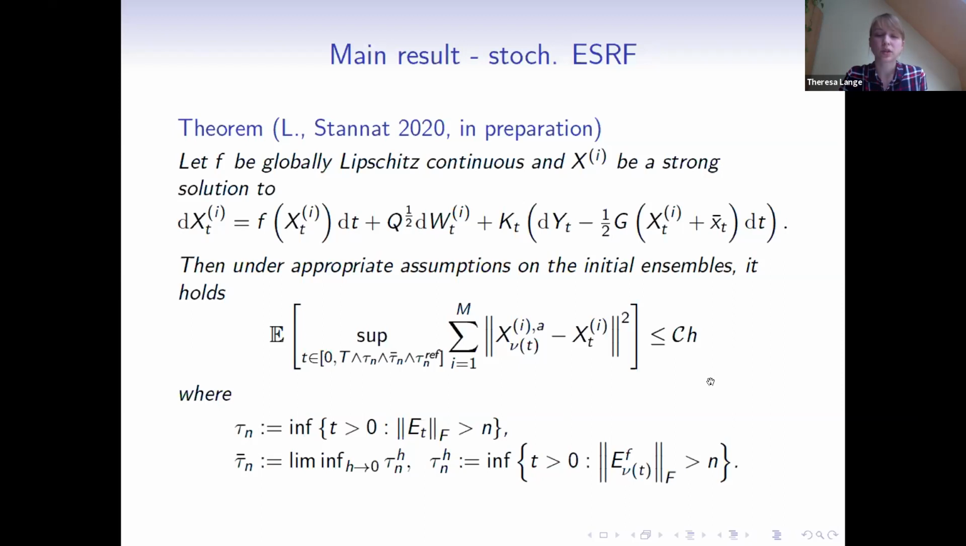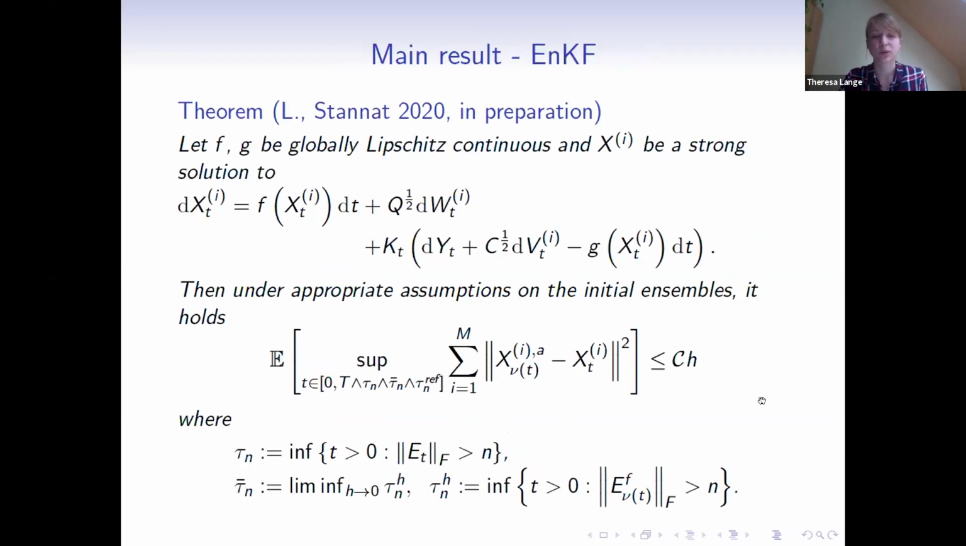This approach made us very happy, and we applied it and wanted to see whether it also applies to the ensemble Kalman filter. And yes, it does. Again, by this pathwise control of the covariance matrices, we were also able to get an improved result for the convergence of the ensemble Kalman filter, now on this stopped time interval and without assuming that our operators are bounded.